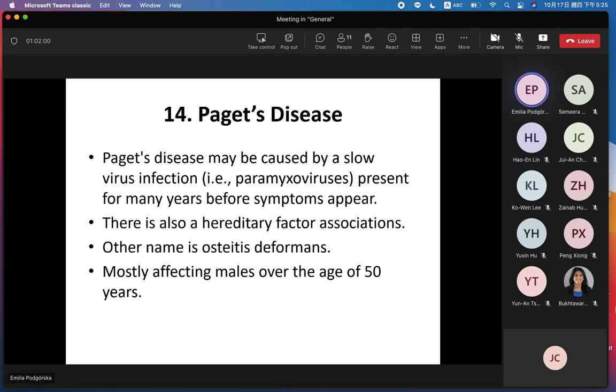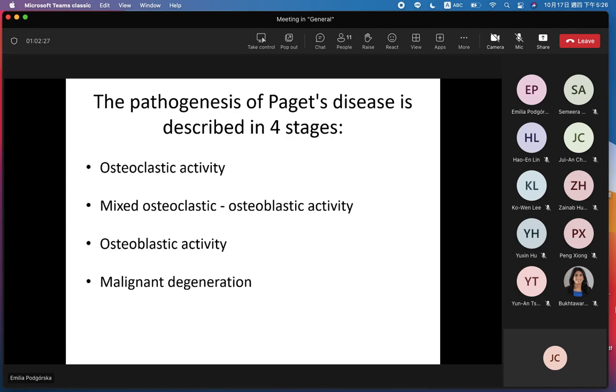And Paget's disease. Paget's disease may be caused by a slow virus infection, for example paramyxoviruses, present for many years before symptoms appear. There is also a hereditary factor association. Another name is osteitis deformans, mostly affecting males over the age of 50 years. The pathogenesis of Paget's disease is described in 4 stages: osteoclastic activity, mixed osteoclastic-osteoblastic activity, osteoblastic activity, and malignant degeneration.